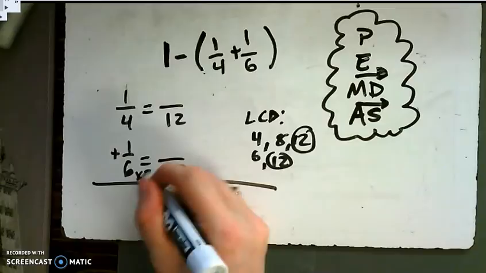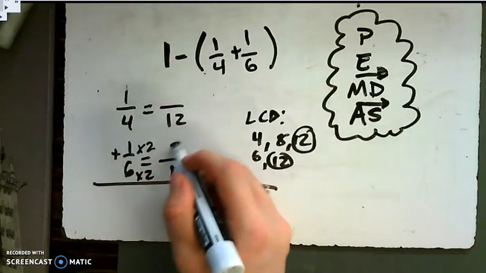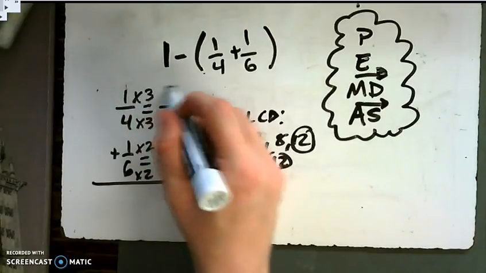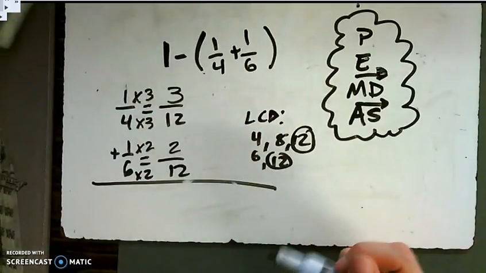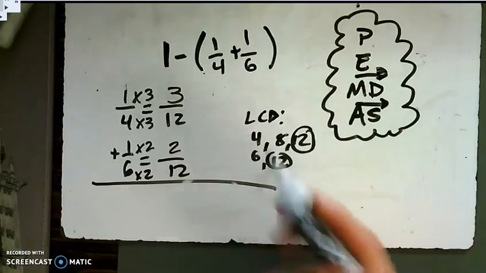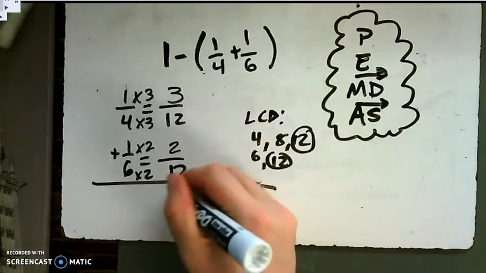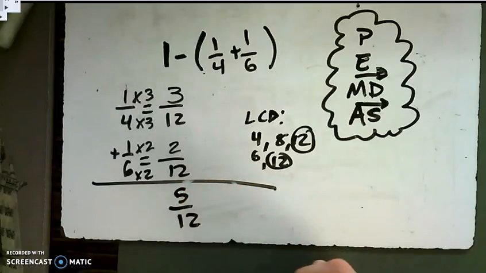So we say 6 times 2 equals 12. So we come up here, 1 times 2 equals 2. 4 times 3 equals 12. Come up here, 1 times 3 equals 3. Number 4, solve. Our denoms are the same. Let's add or subtract to finish this game. So we have 3 plus 2 is 5/12. So 1/4 plus 1/6 equals 5/12.